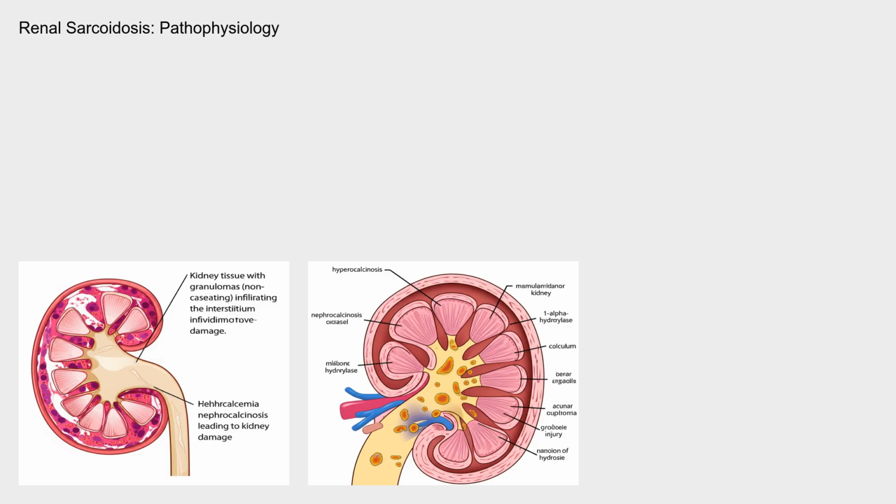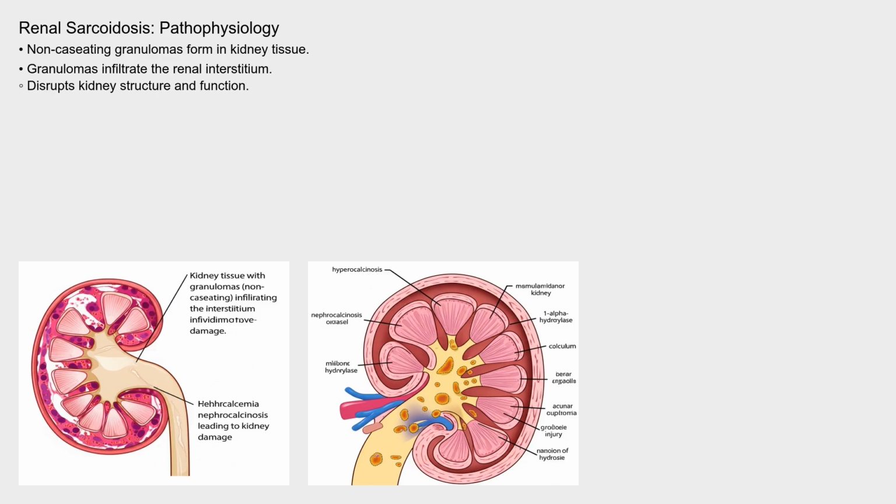The pathophysiology of renal sarcoidosis primarily involves the formation of non-caseating granulomas within the kidney tissue. These granulomas are clusters of immune cells that clump together. They can infiltrate the renal interstitium, which is the space between the kidney tubules. This infiltration disrupts the normal kidney structure and function.